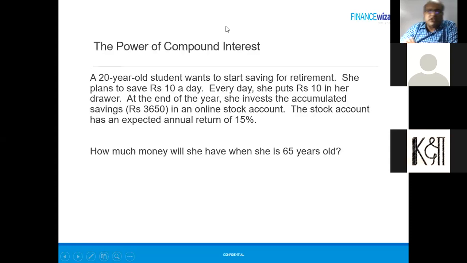Then look at this. This is also a very interesting question, which will show us the power of compounding. I'm sure you people would have come across such calculations. But this question is very dear to me. Why is this question very dear to me?